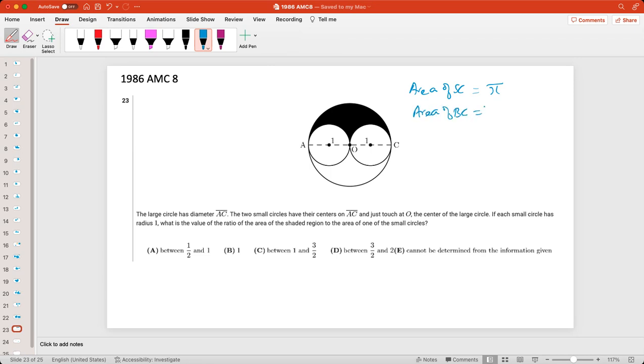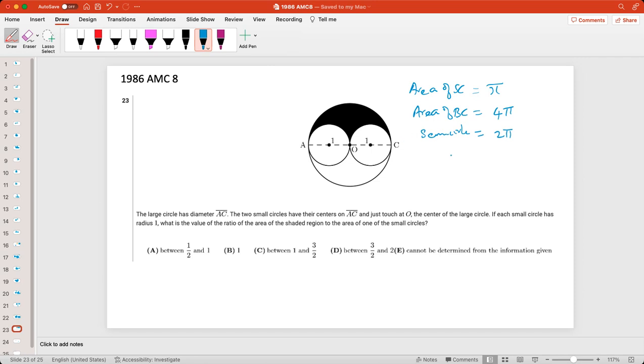Now the big circle has a radius of 2. So 2 square is 4, and pi. So area of the big circle is 4 pi. Now I'll find the area of the semicircle. Semicircle is this, like AC, which makes a semicircle. This will be 4 pi by 2, which will be 2 pi.